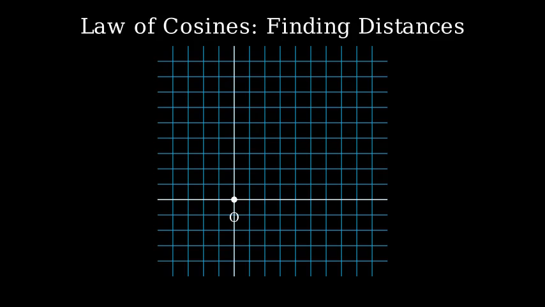Here's our origin point, and here's our first reference point called red, which is 5 kilometers away from the origin at an angle of 30 degrees. And here's our second point called green, which is 7 kilometers away from the origin at an angle of 120 degrees. Now, we want to find the distance between red and green.